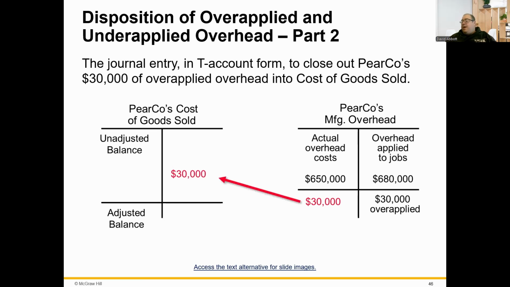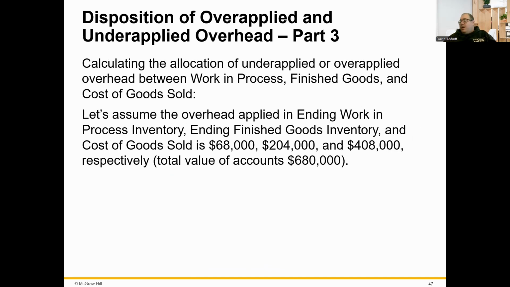And so the journal entry in T account form to close out Paraco's 30,000 of overapplied overhead into the cost of goods sold would be as follows. We would debit our manufacturing overhead, and then we would credit our cost of goods sold. So that's real simple to go ahead and close that out. If we want to apply it to and allocate it to our work in progress and our finished goods and our cost of goods sold, we would do the following.